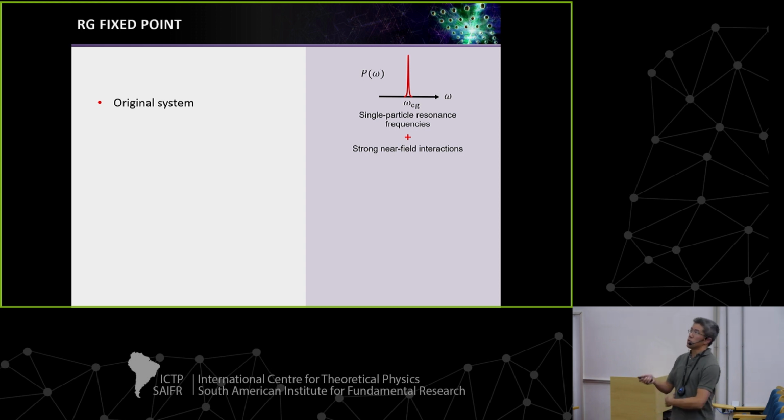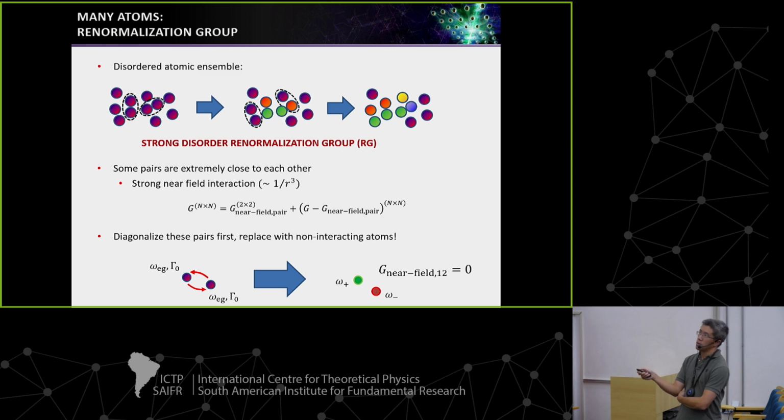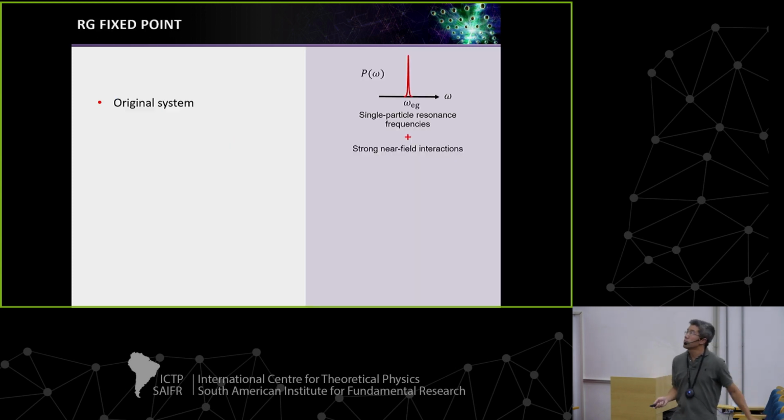So here's a picture of this, and there's a fancy word for that. This procedure is formally known as strong disorder renormalization group, but it's nothing more than this kind of cartoon picture I'm illustrating here. Okay, so what's the final result? Well, our original system is formally that all the atoms are identical, so the distribution of resonance frequencies is just a delta function. And I have very strong near-field interactions.